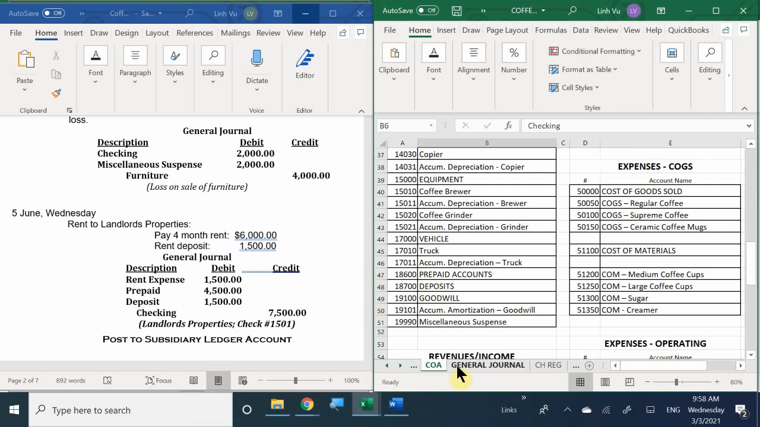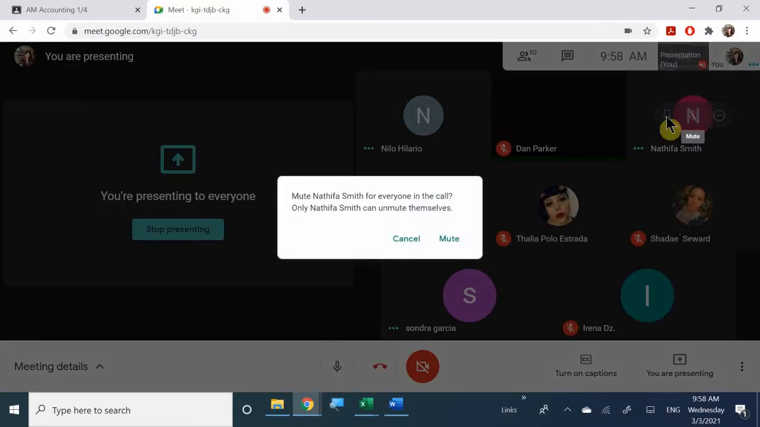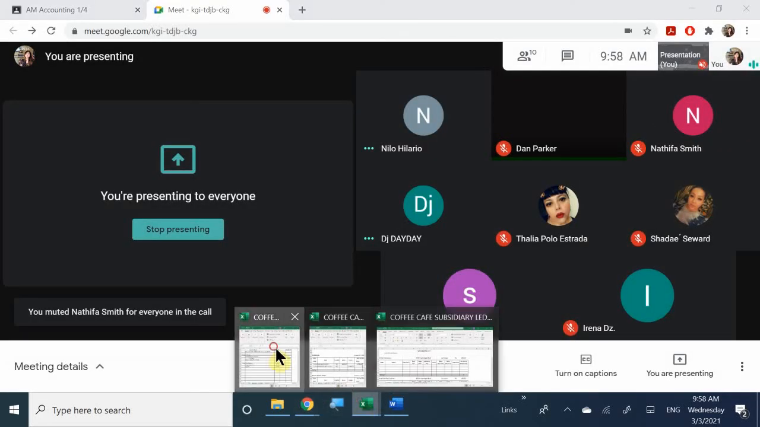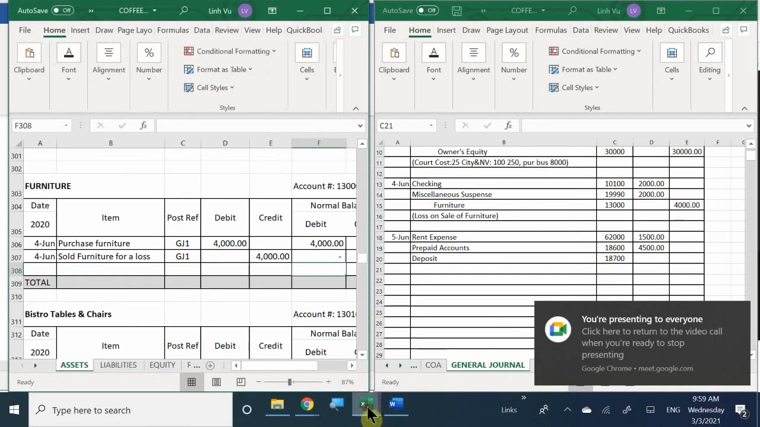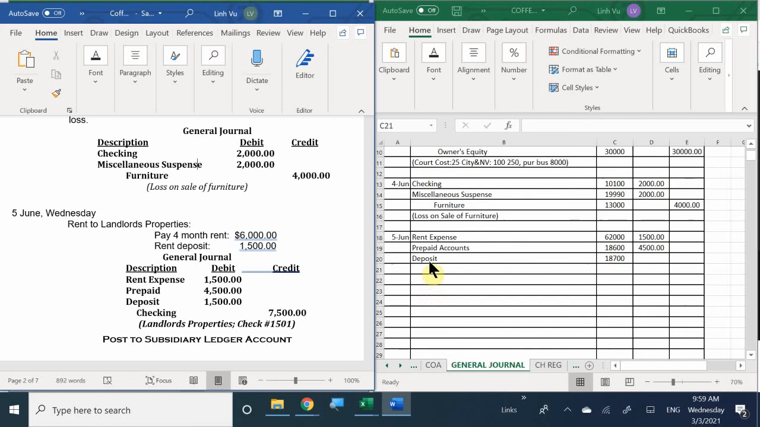So a rent deposit, right? Can you actually physically touch a deposit? No, you can't. You can't touch any deposit, right? Because it's intangible. So that's why it's an other asset. So in this case, this was 18700. And there we go. Sorry about that. Okay, so here we're on our journal, right? We're looking at rent and it's deposited, or a rent deposit for the total of 1500.